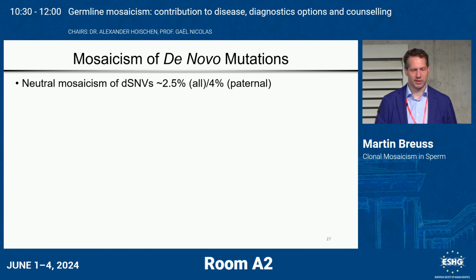So just to summarize this part, we found that across neutral mosaicism, so these are just all variants that we found across the genome, 2.5% of de novo single-nucleotide variants, or 4% of the paternal ones, were mosaic.